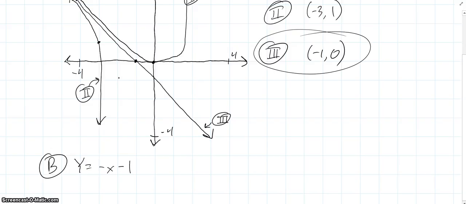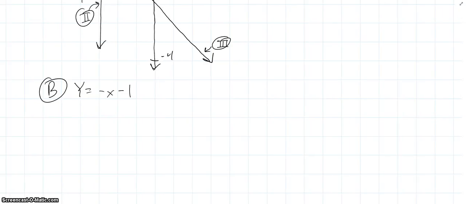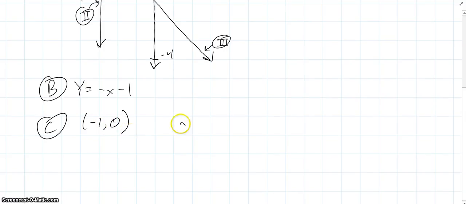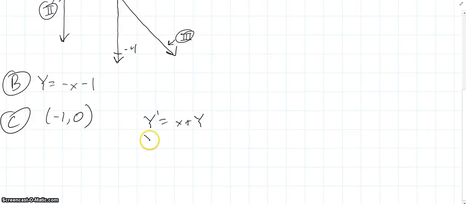And then C is asking us to check our solution in part B by substituting the point negative 1 comma 0 into the initial equation for the slope field, which was y prime equals x plus y. If we substitute these points in, we get y prime is equal to negative 1 plus 0, which of course is equal to negative 1. And so that would give us the slope, right? Y prime equals negative 1. It's the slope of the line that goes through the point negative 1, 0.